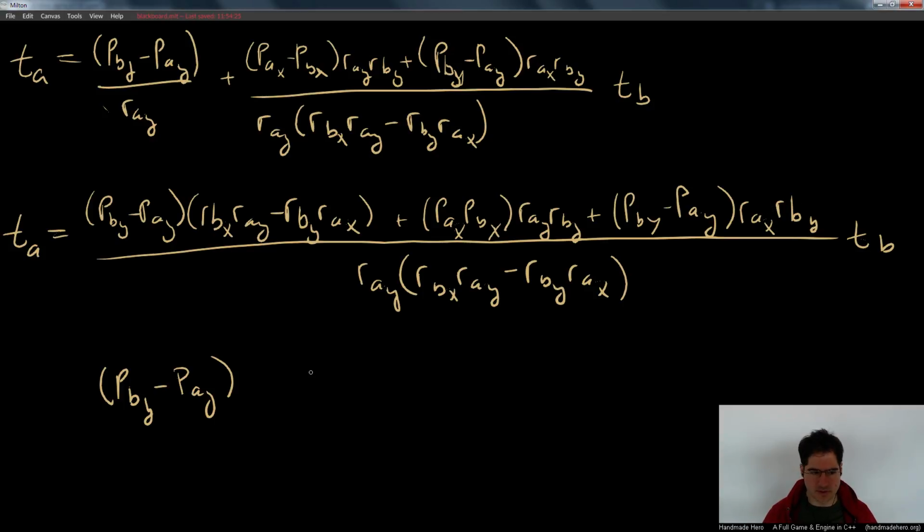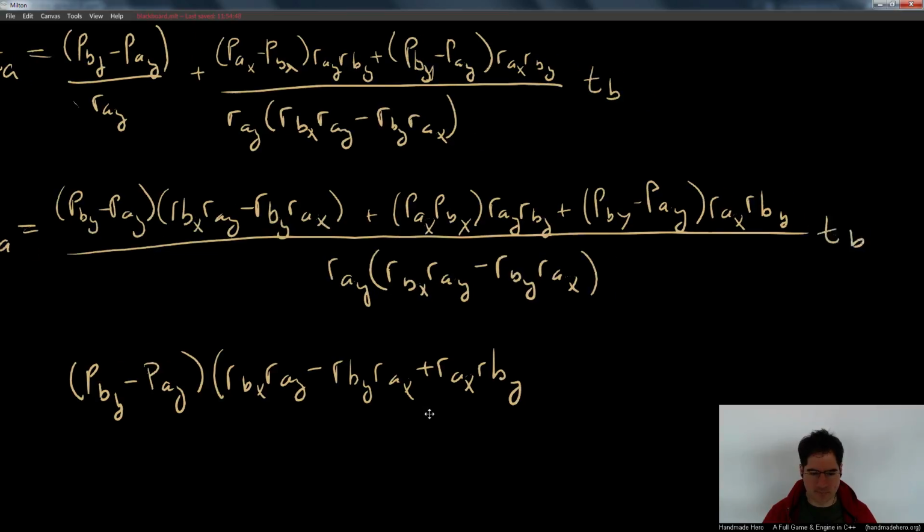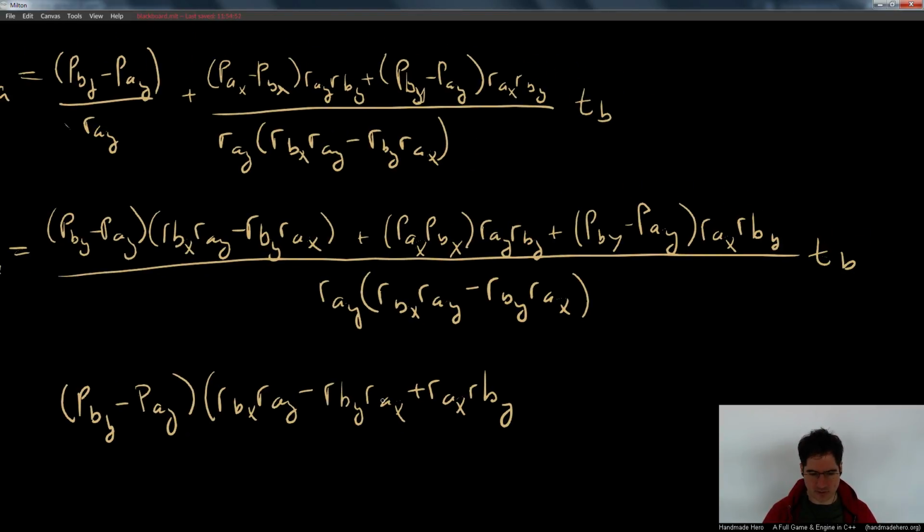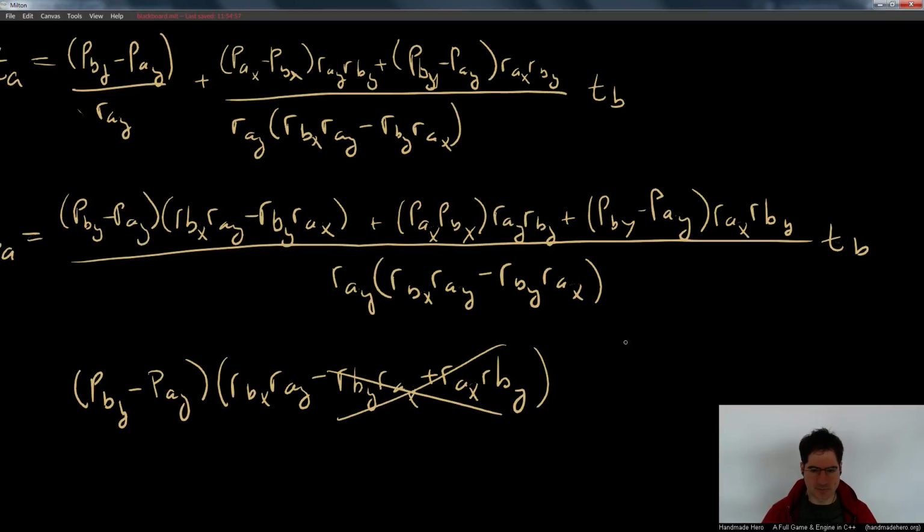We've got, that's just an addition in there. So we know we've got rbx, ray minus rby, rax, plus rax, rby. And these two terms, therefore, would cancel. You can see this is an rax, rby in both cases, right? So we end up with only that.